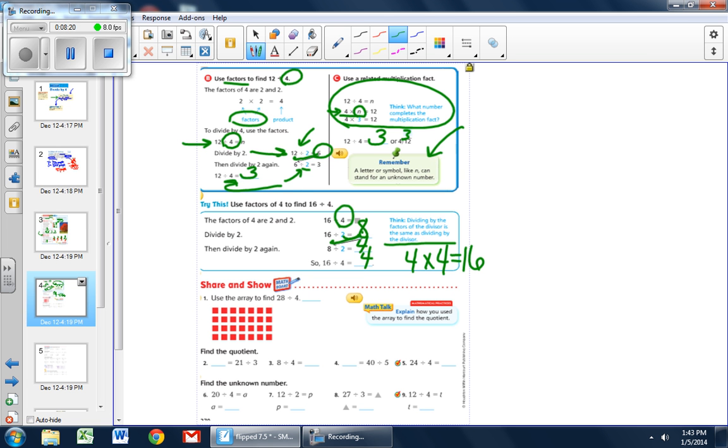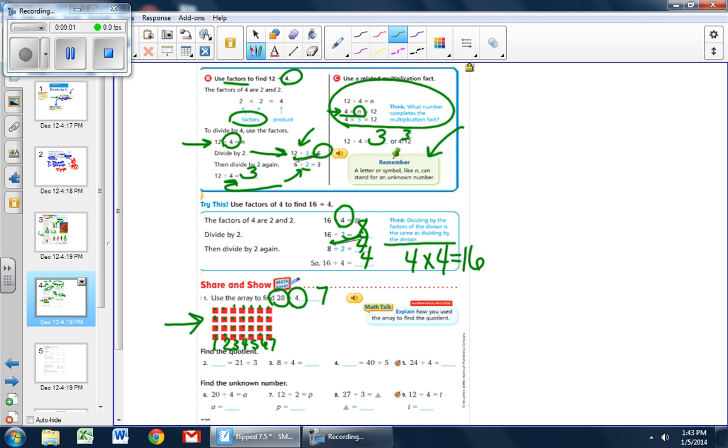Okay, these ones you're going to share and show. You're going to use a couple of different strategies that we have introduced. The first one, you're going to use an array. So they even drew it out for you. Okay, here's your 4, and then they continued doing rows of 4 until they got to the other number, the big number of 28. So now you just need to count how many you have. 1, 2, 3, 4, 5, 6, 7. So 28 divided by 4 is 7.